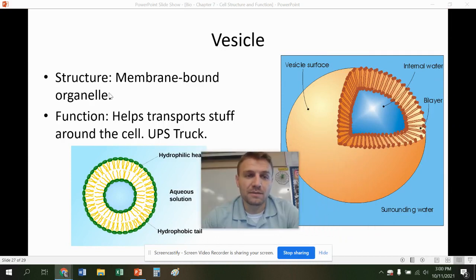Vesicles, these are membrane-bound organelles. They are like the UPS truck. That's the analogy I give. They are the transporters of the cell, and they go to and enter the Golgi body and then leave the Golgi body. These are the actual messengers that send materials around the cell. They're called vesicles.